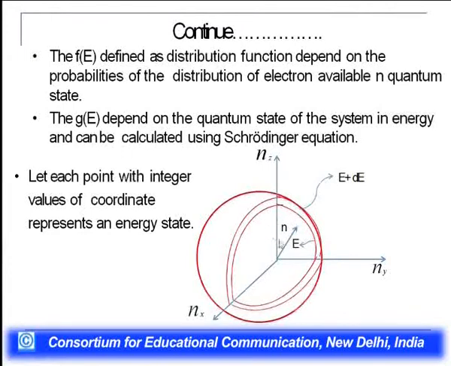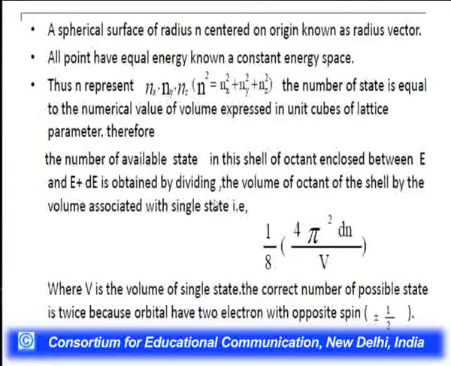n is the number of quantum states, and E is their energy, and here we define for the 3 axes the numbers Nx, Ny and Nz. Each point with an integer value of the coordinates represents an energy state. We are defining the energy state in 3 dimensions also.